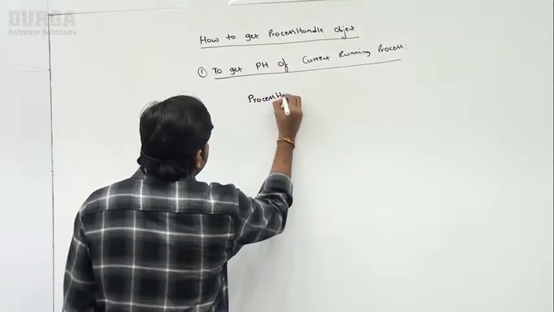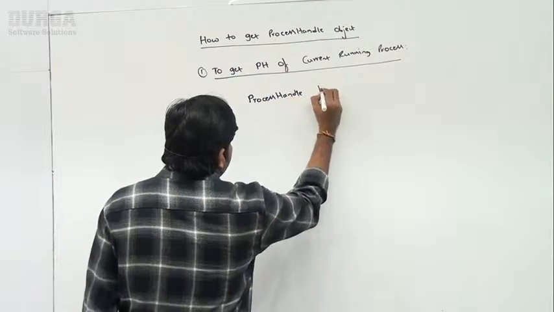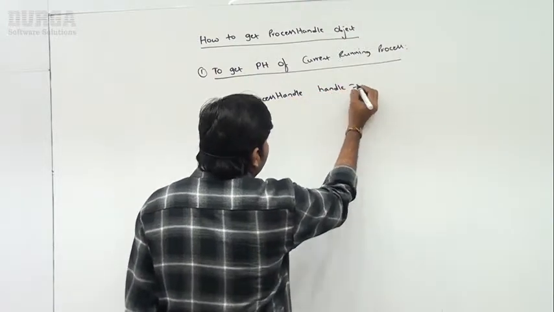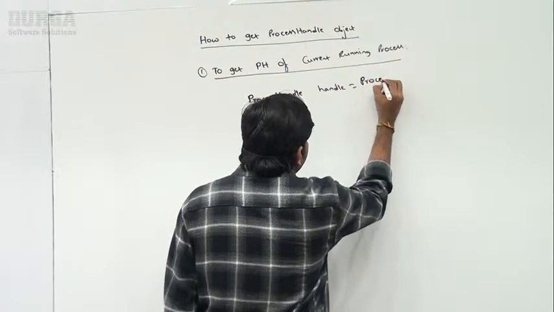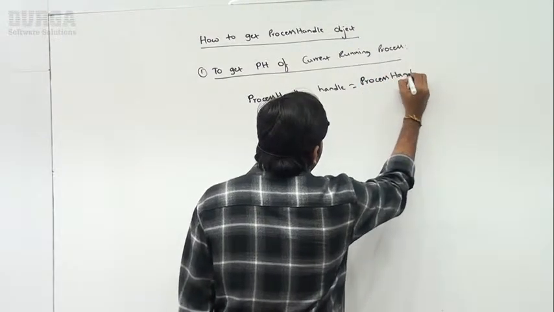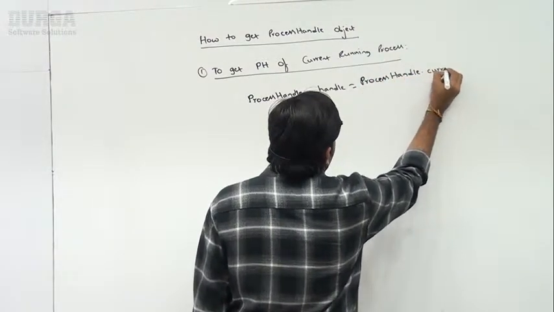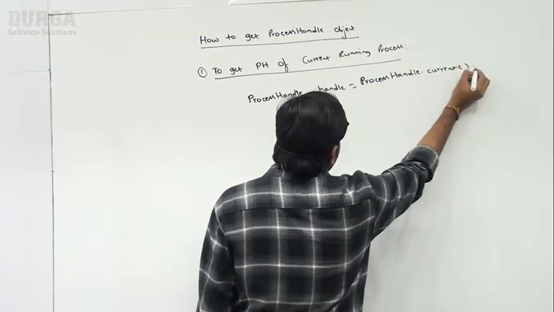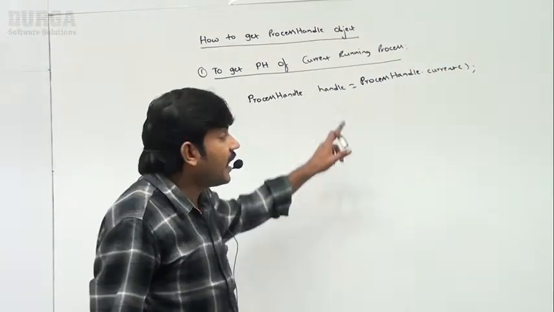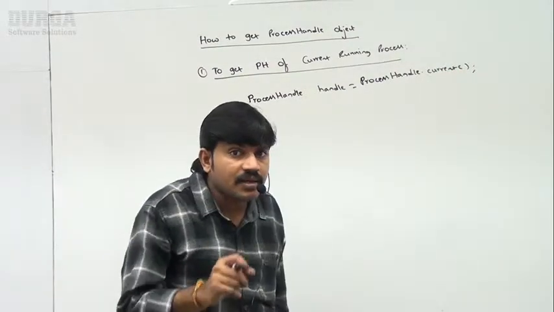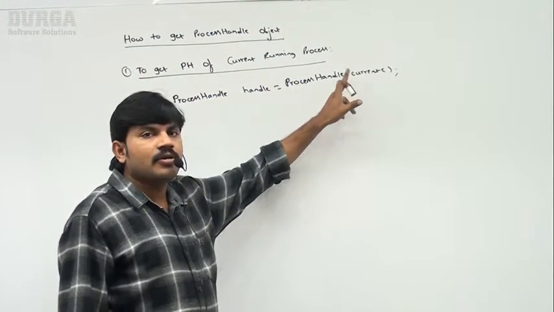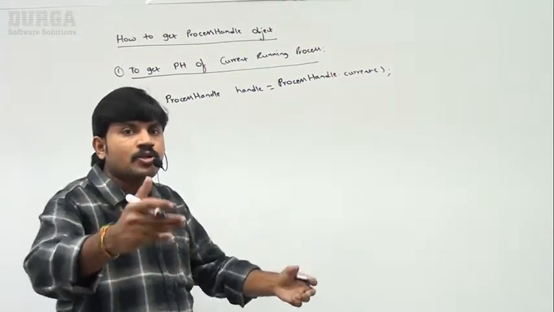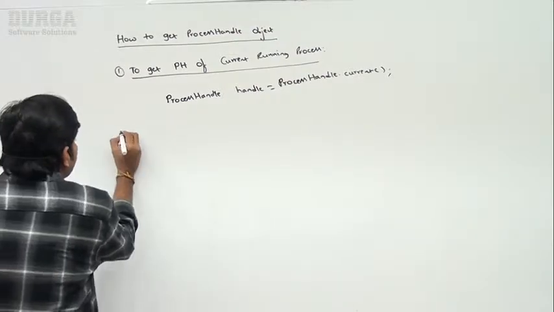ProcessHandle. Are you getting? ProcessHandle is equal to ProcessHandle.current. Remember this one, sir. Dot current. ProcessHandle is equal to ProcessHandle.current. Now the current running process's ProcessHandle object we are going to get by default, sir.